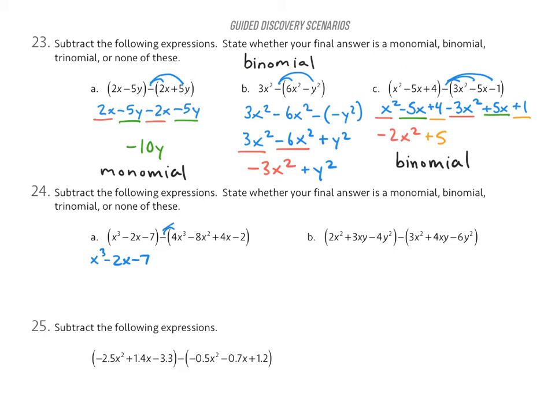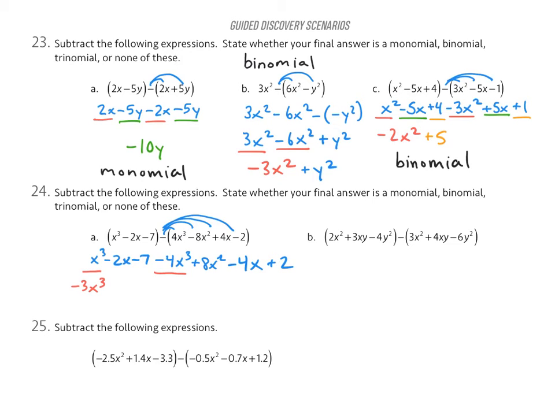Now I can distribute this minus through all 4 of these terms. The 4x cubed becomes minus 4x cubed. The minus 8x squared becomes plus 8x squared. Plus 4x becomes minus 4x. Minus 2 plus 2. Starting with this first term, x cubed, let's find other x cubed terms. There's one of them. So I have x cubed minus 4x cubed. That is negative 3x cubed.